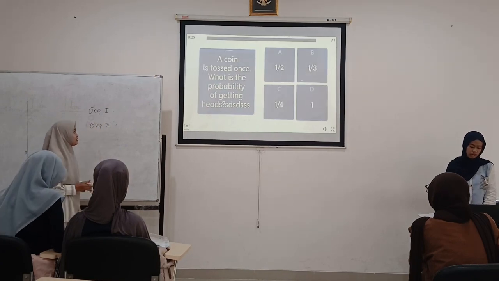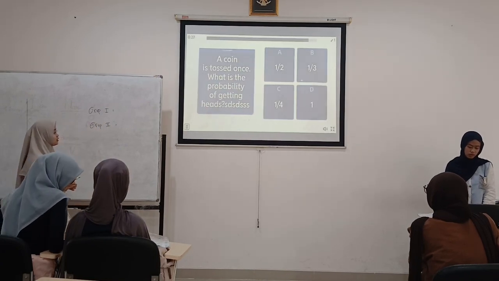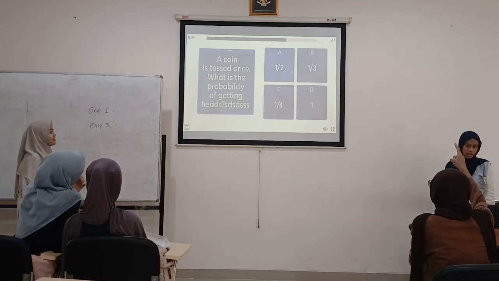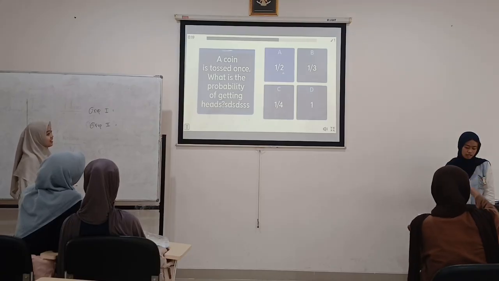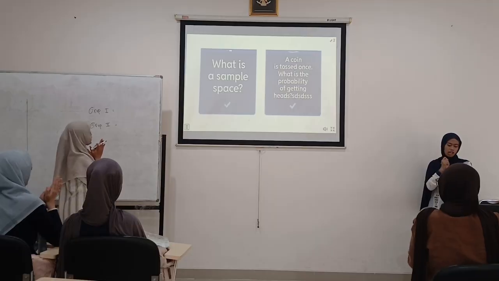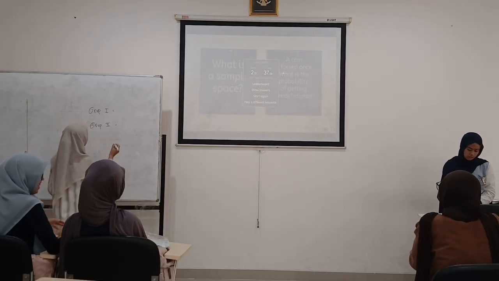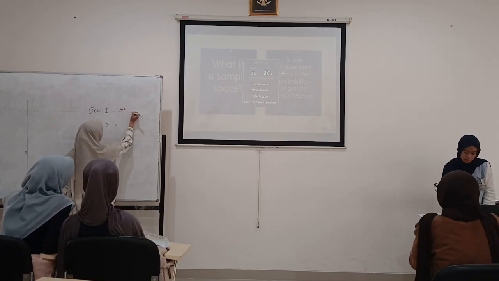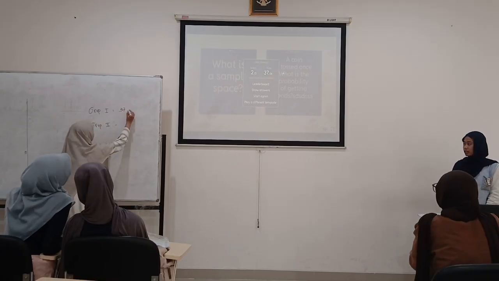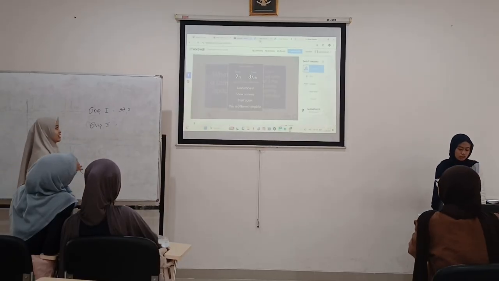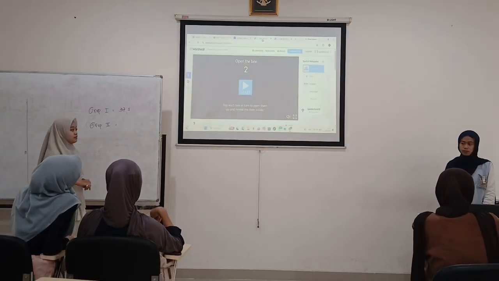A coin is tossed once. What is the probability of getting heads? A. Okay? A. Green. So, group 1 answered 2 questions in 37 seconds. Then the turn of group 2. Are you ready, group 2?